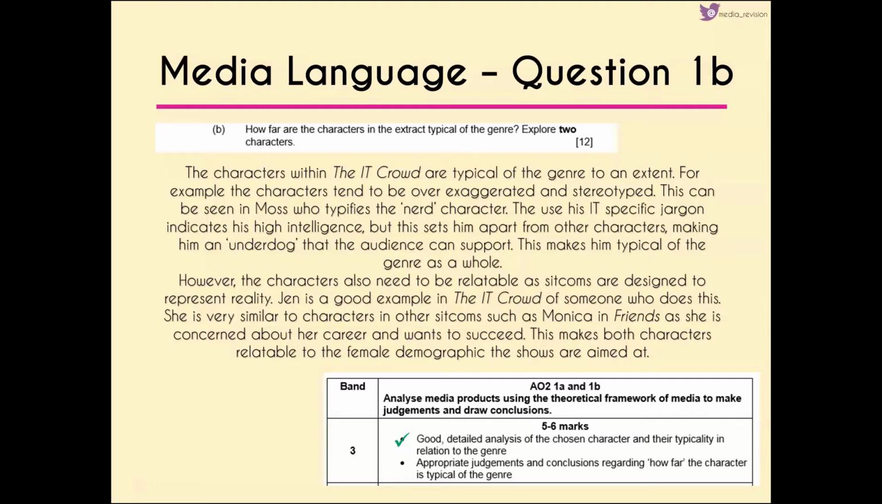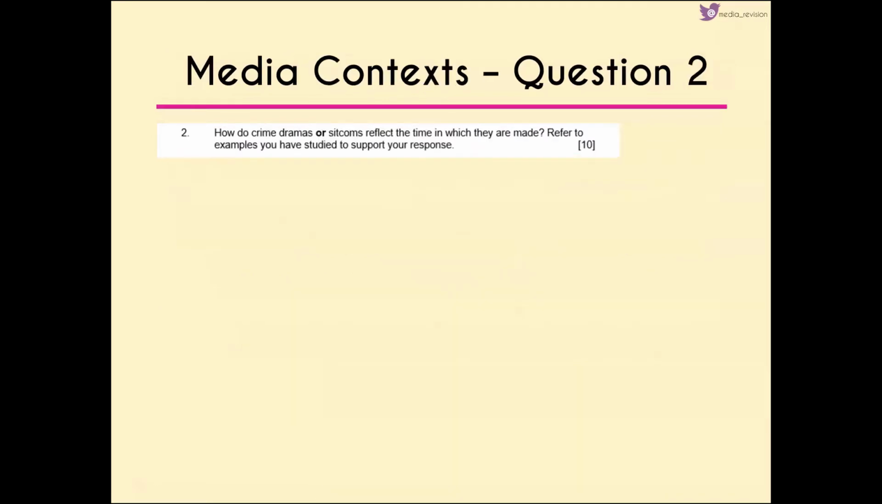But I would like you guys to judge for me how far the character is typical of the genre, okay? Do you think I've done that? If so, pop me a comment down below. What do you think my overall score for this question would be?